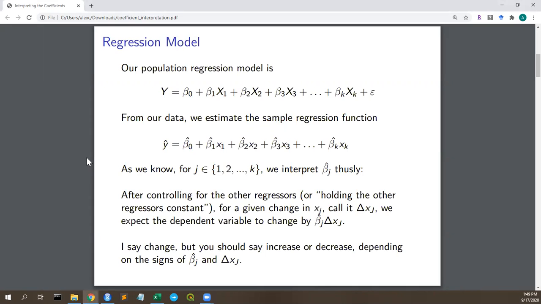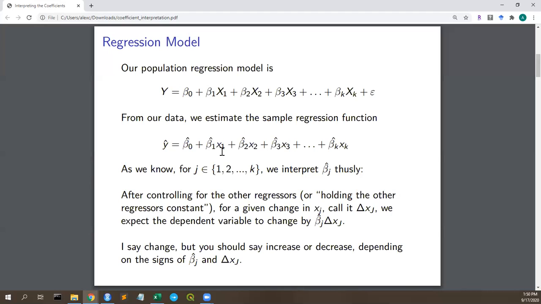The first thing we're going to do is we're going to have our regression model y equals beta 0 plus beta 1 x1 plus beta 2 x2 and so on. So from our data, we can estimate a regression function that looks like y hat equals beta 0 hat, so that's our estimate of beta 0, plus beta 1 hat, which is our estimate of beta 1, and so on.